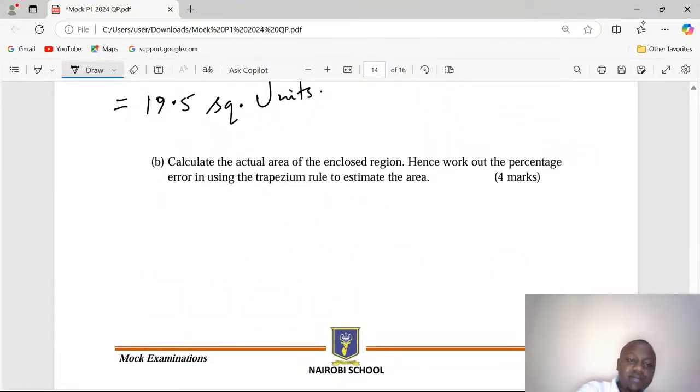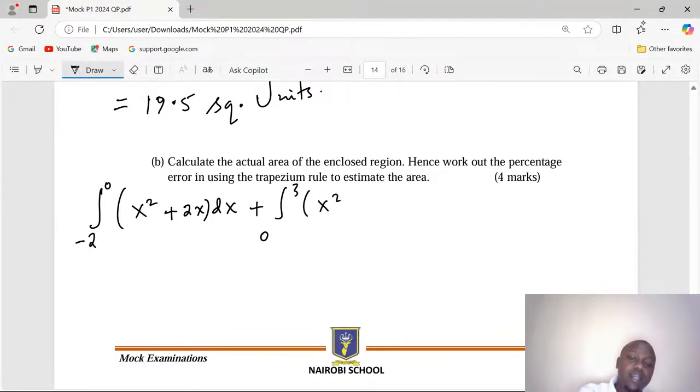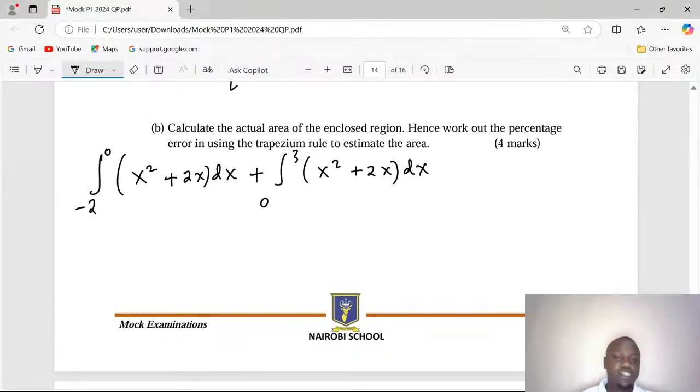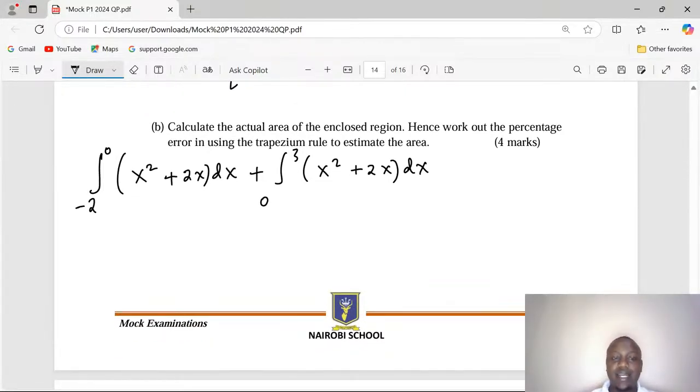We are integrating from negative 2 to 0 the function x squared plus 2x with respect to x. Then we add the integration, now from 0 to positive 3, of x squared plus 2x with respect to x. So that is how we are going to integrate partially. A student is supposed to exactly understand that.